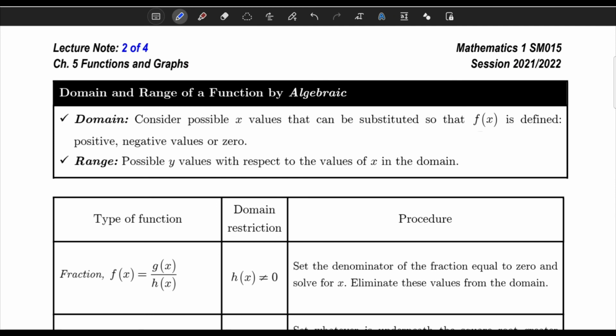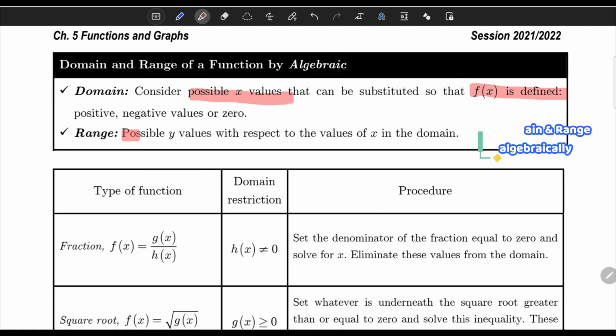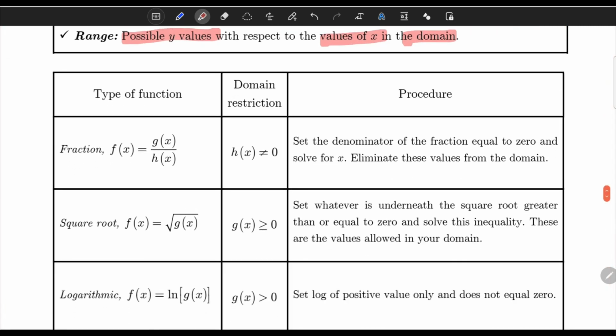Right, domain and range of a function by the algebraic method. So for domain, we are going to consider possible values of x for which f(x) is defined, positive, negative values or 0, and then for range, the possible values of y with respect to the values of x in the domain. Right? So these are the tips for certain functions.